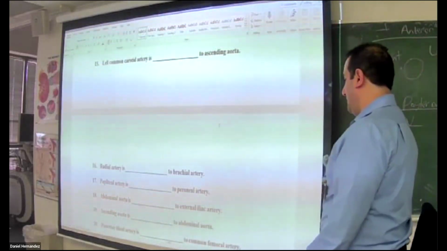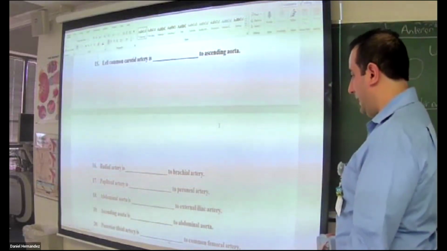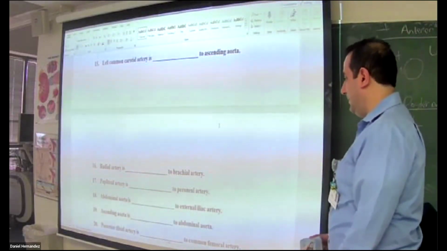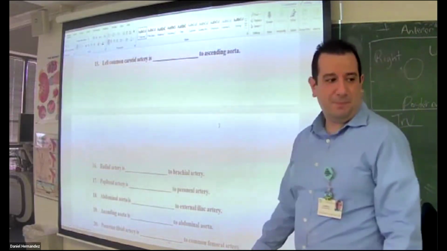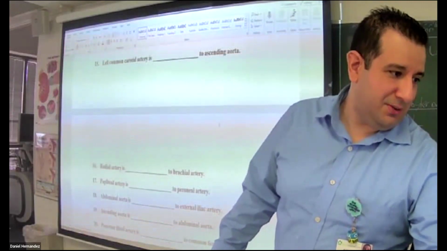Abdominal aorta is blank to the external iliac. Proximal, good. Ascending aorta is blank to the abdominal aorta. Proximal, yep. Posterior tibial artery is distal to the common femoral artery.